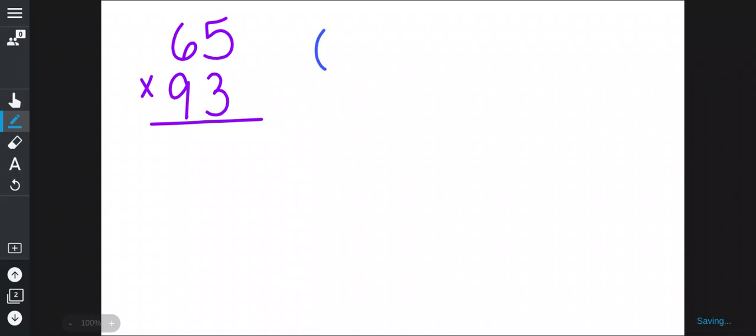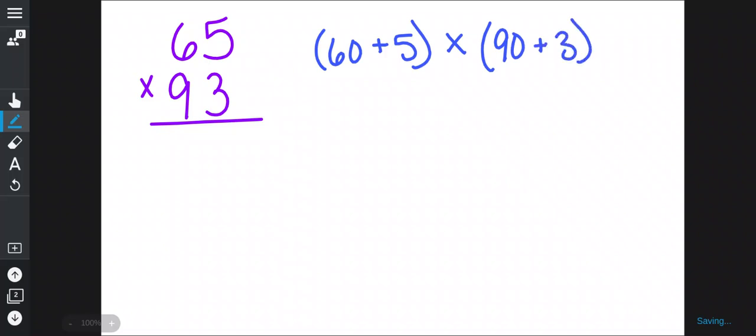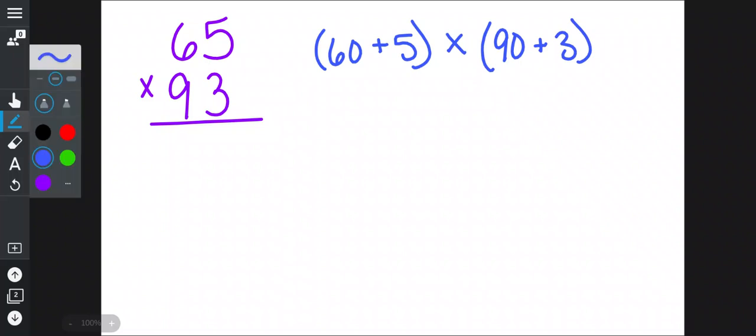So my first step, if you remember, is breaking both numbers up into expanded form. And remember, we're multiplying them. So we're taking 65 times 93, but I'm going to write 93 like that. Okay, so that is step 1. Step 2 is my distributing. Make my pen a little bit smaller here.